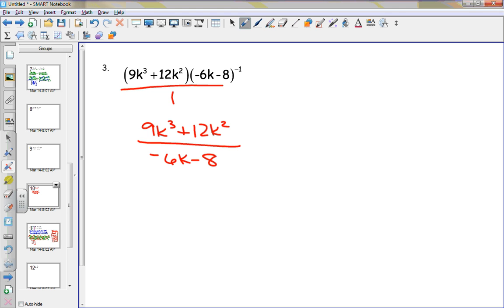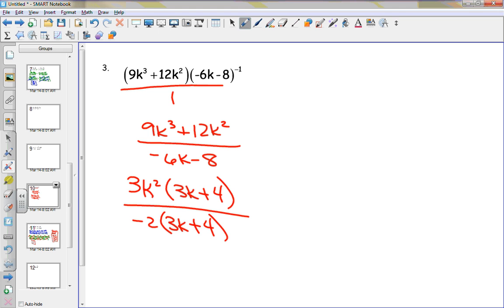Now, do I have a GCF in the top? 3k squared. And if I pull that out, 3k plus 4. The bottom, what's in common between negative 6k and negative 8? It's going to be a negative 2, so if I pull that out, I'm left with 3k plus 4.